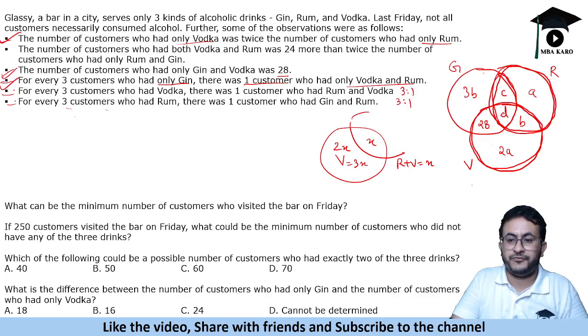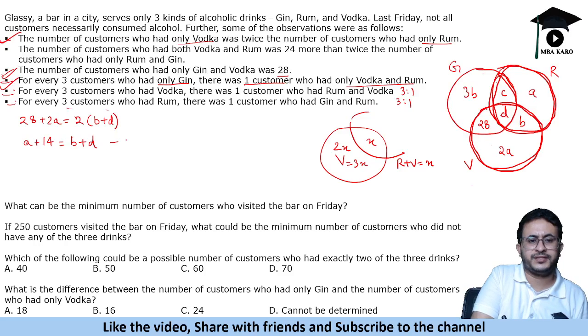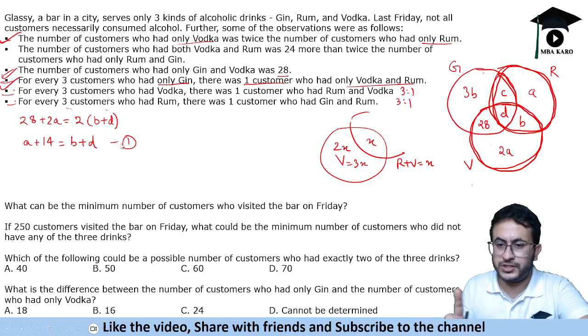So basically we can form an equation like this, that 28 plus 2a is equal to 2 times b plus b. Okay, so one equation has been formed. So we can say that a plus 14 is b plus d. One of the equations is this. Okay, one equation is ready.